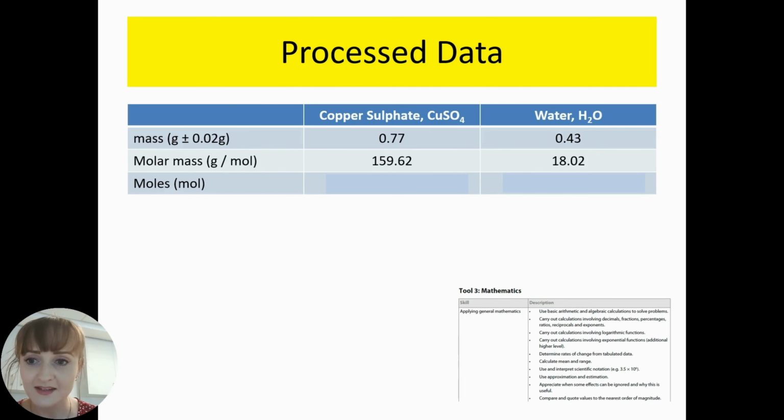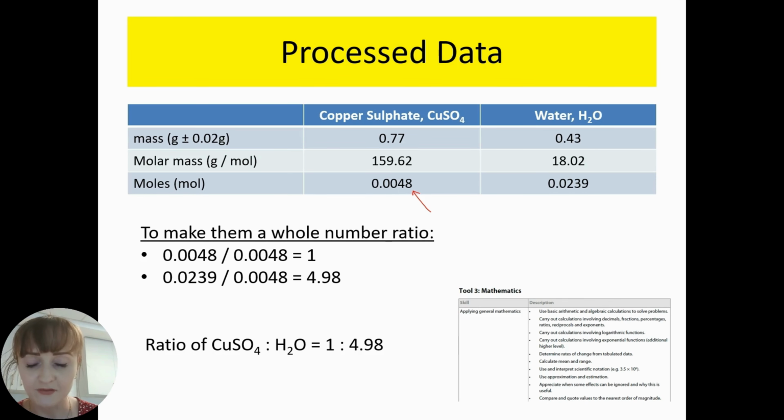Once I have the number of moles of each, I want to turn them into a whole number ratio. So in order to do this, I divide both of them by the smallest number, which is the number of moles of copper sulfate. That gives me a ratio of 1:4.98 for the copper sulfate to water, which I can round to 1:5. Remember that it's an important Tool 3 skill to be able to use approximation and estimation appropriately. Therefore, I can determine that the formula is CuSO4.5H2O.